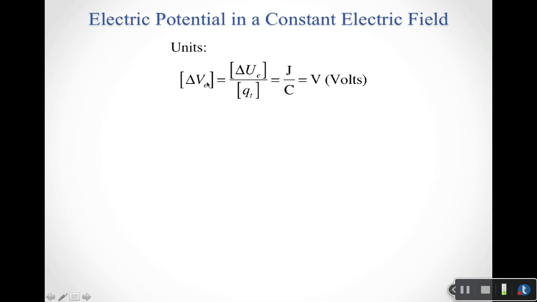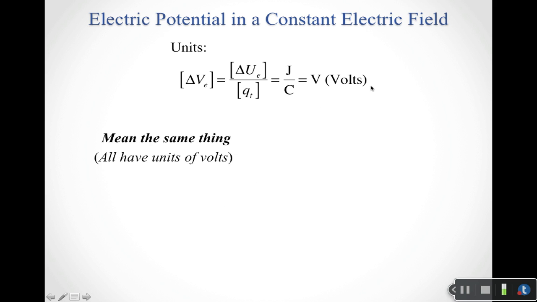So if we want to talk about the units of the electric potential, well, that's fairly straightforward. Our definition basically tells us that the units of the electric potential are going to be equal to the units of the electric potential energy divided by the units of charge. Well, electric potential energy has units of joules, charge has units of coulombs. So one way to think about this is electric potential has units of joules per coulomb, but that's given another name. That other name is volts. So when we talk about volts, we're talking about electric potential.